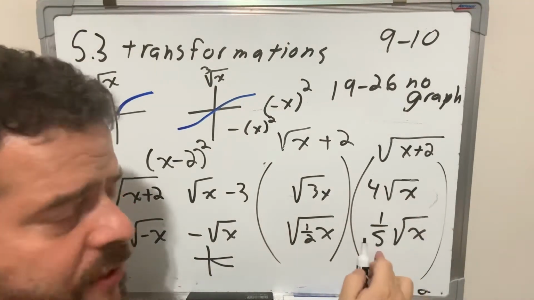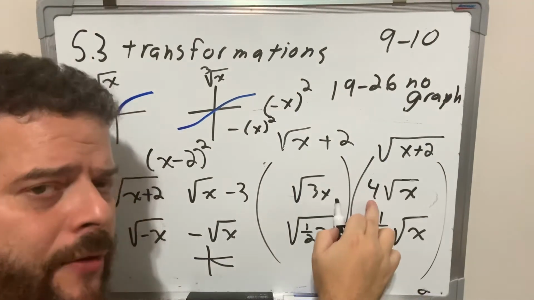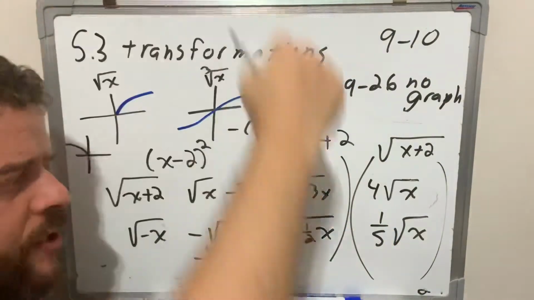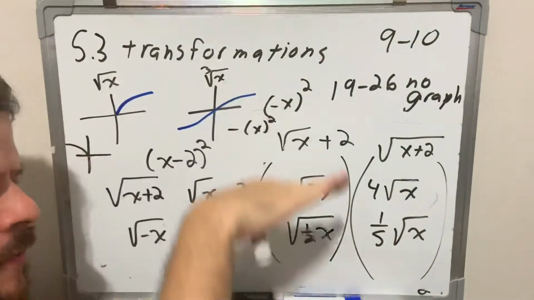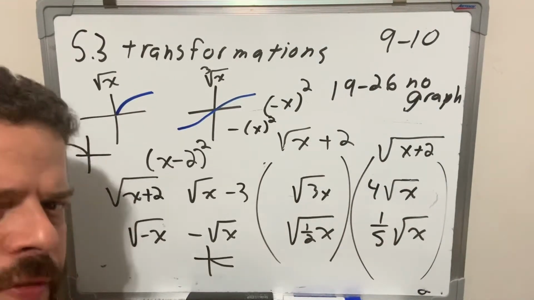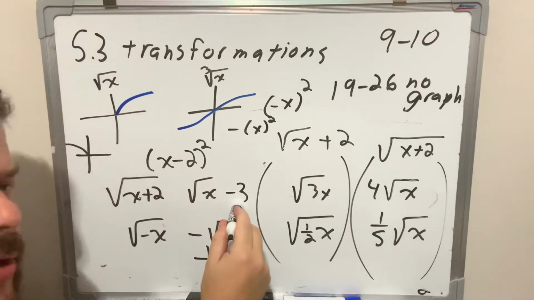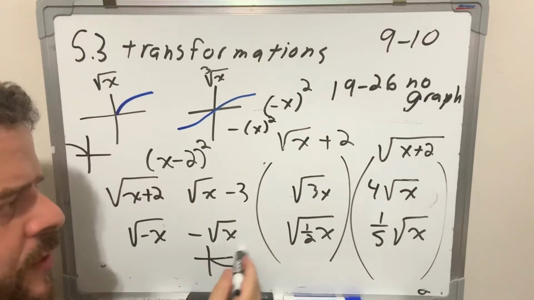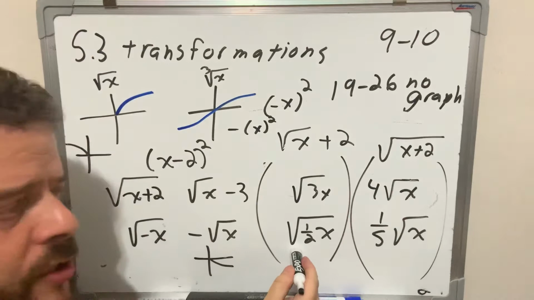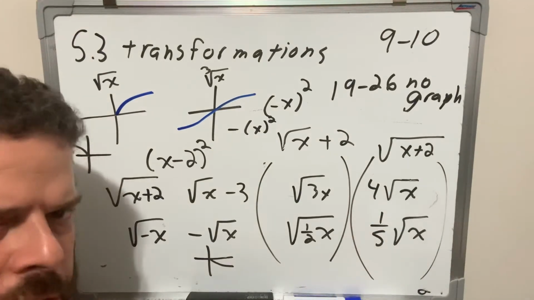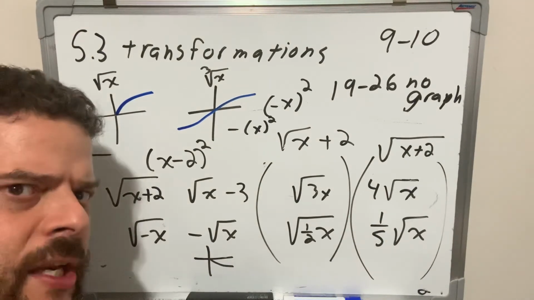When it's on the outside, a number bigger than 1 is a vertical stretch, and a number smaller than 1 is a vertical shrink. So again, we've seen all transformations: horizontal, vertical, reflections, horizontal stretches and shrinks, vertical stretches and shrinks. That's pretty much it for today's class.